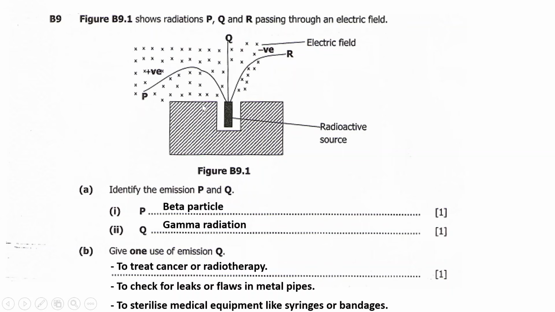We can also say another difference is that emission P has less mass compared to emission R. Why? Because emission P is a beta particle, and emission R is alpha. By nature, alpha particles are heavier than beta particles. This is why you can see that in terms of deflection, the lighter ones have been deflected much more as compared to the alpha particles, which are heavier.